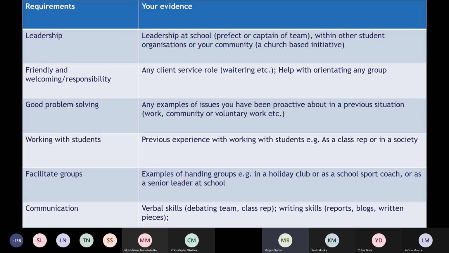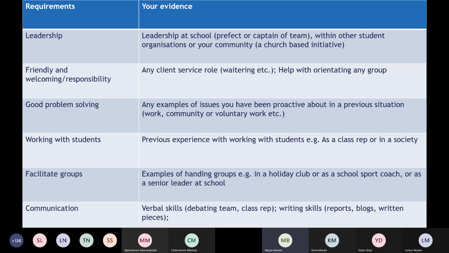So if you look at leadership, think about your time at school. If you're just starting out, think about, have you taken on being a captain of a team, or were you a prefect at school? Were you a leader within any other student organizations or even within your community? So kind of try to think out of the box. And often it doesn't mean that it's a leadership role, but think of exactly what that skill entails. It entails being able to inspire others. It means being able to motivate someone or a team to get to the finishing line. So really try to think out of the box.